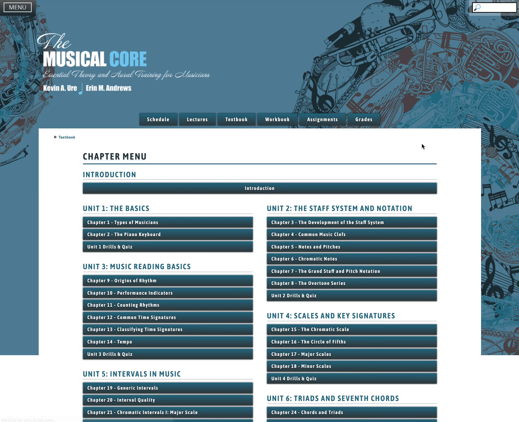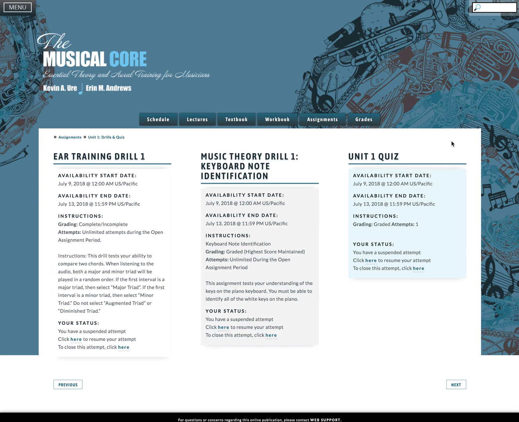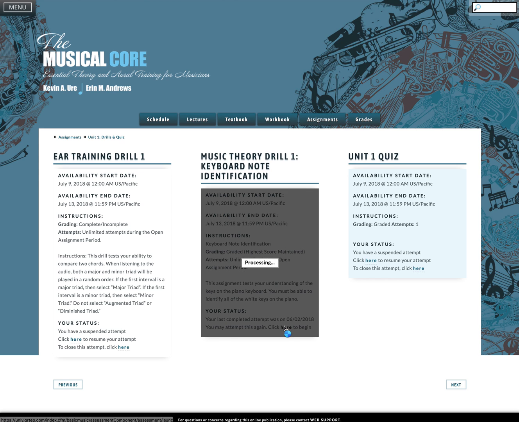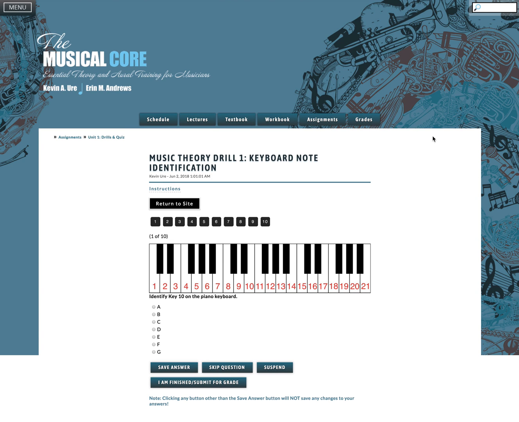Now the music theory drills. These are designed to reinforce your understanding of theory. So here, keyboard note identification. Let's go ahead and close my attempt here. I'm going to go through each one of the theory drills for you because those are actually a little bit harder than the quizzes. Quizzes are fairly straightforward, like anything you'd have in any other college course.